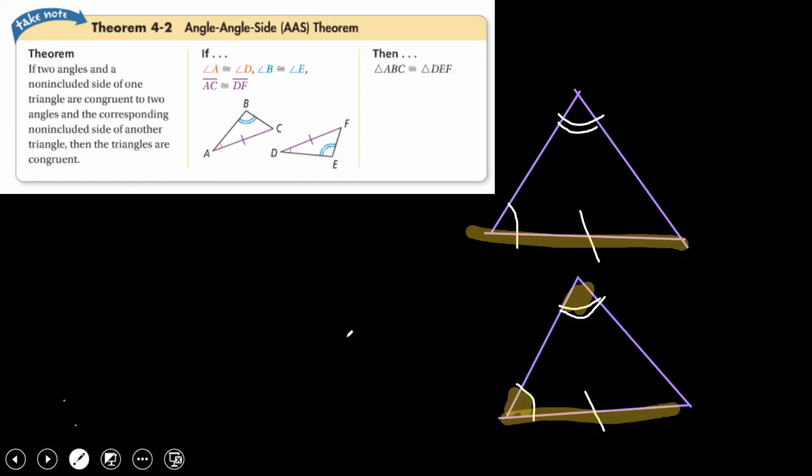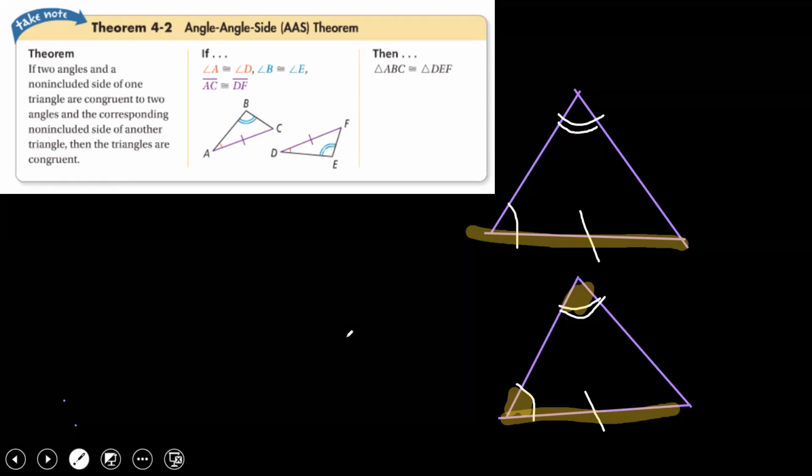So for this angle, he told me that this side is not included. Okay, I can say that these two triangles are congruent by using the AAS.